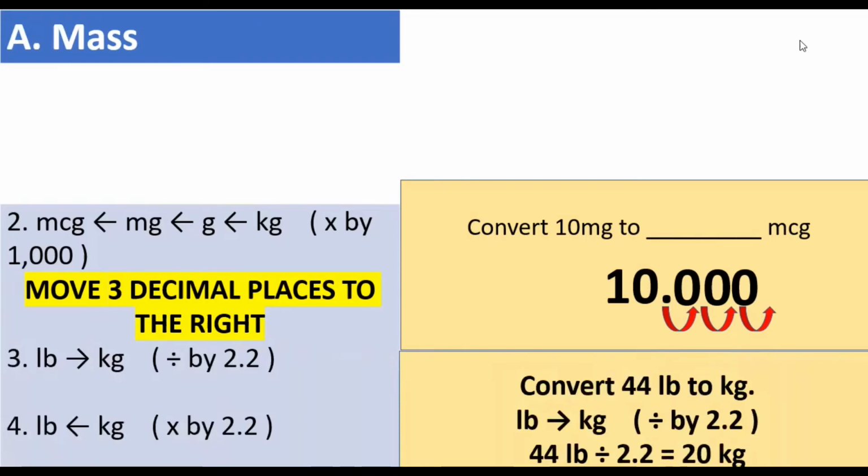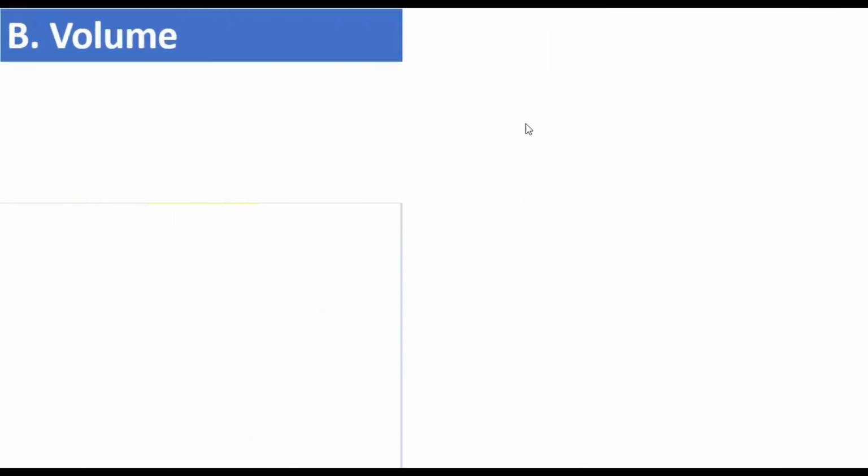Next, what about converting English to metric system? The common English unit of measurement for mass is pounds. So for pounds to kilogram, we need to divide by 2.2. And from kilograms to pounds, we need to multiply by 2.2. Converting 44 pounds to kilograms, so from pound to kilogram, we need to divide by 2.2. It will give us the answer 20 kilograms. Another thing that needs conversion is the volume.